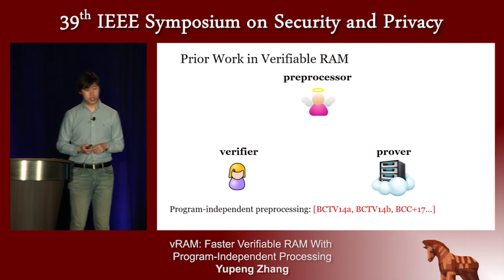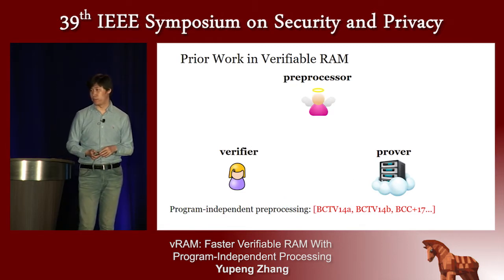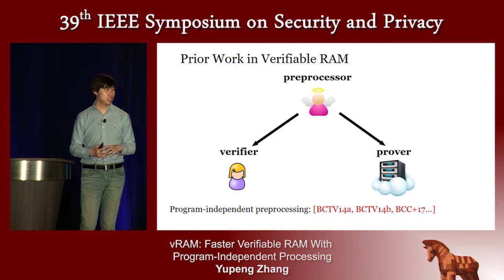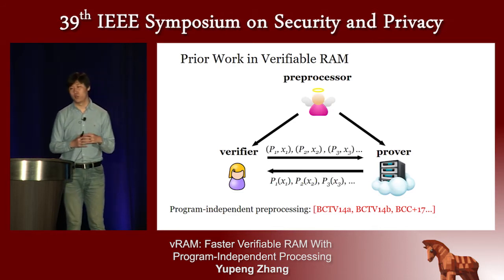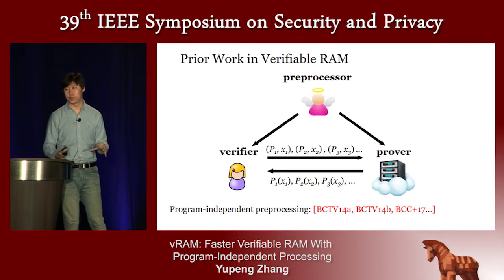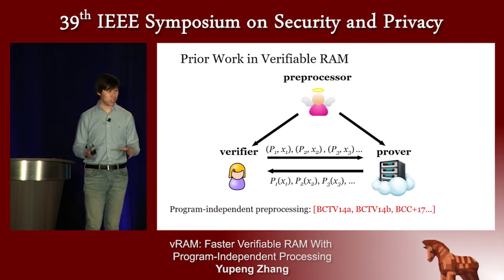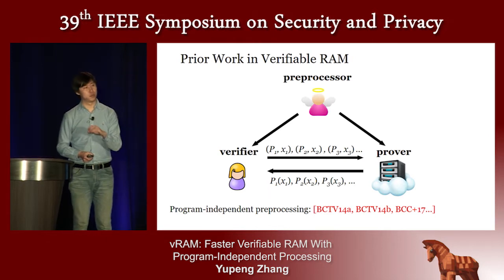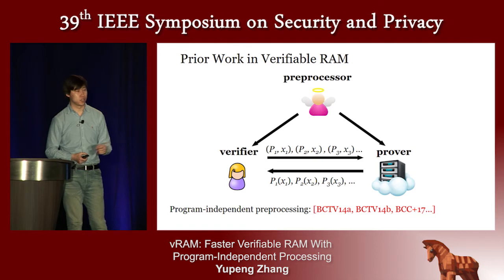The second category is called program-independent preprocessing, meaning that the preprocessor only needs to do one-time setup, and later the verifier can use it to validate arbitrary programs on any data. But because of this generality, the prover efficiency is much worse compared to those systems with program-dependent setup.